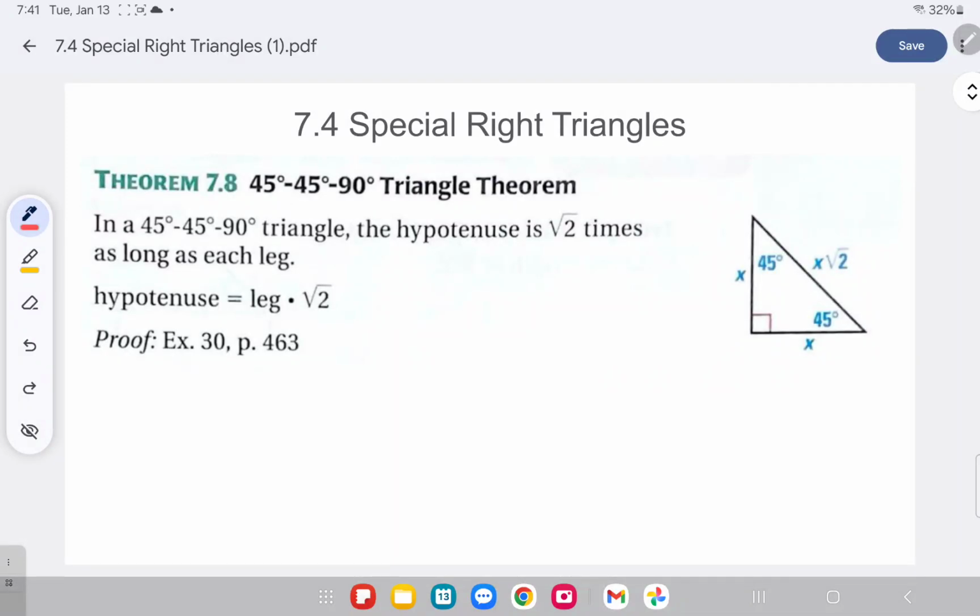We are going to talk about two different types of special right triangles. The first type of special right triangle is called the 45, 45, 90 right triangle. And it's called that because the angles of this triangle will be 45 degrees, 45 degrees, and 90 degrees.